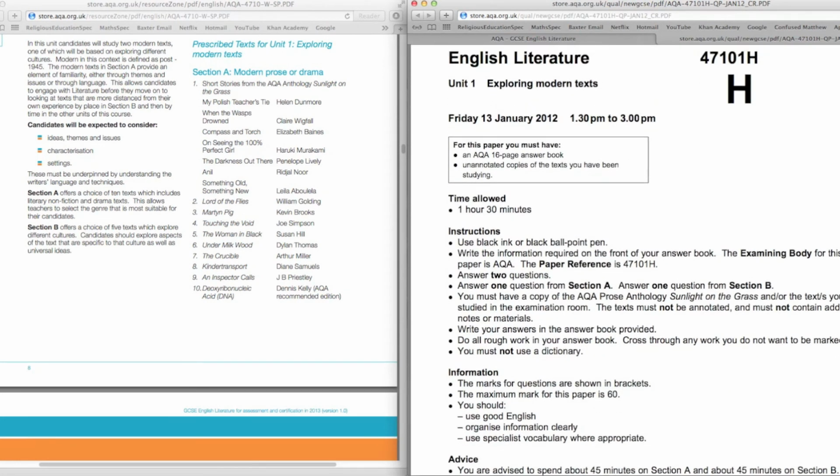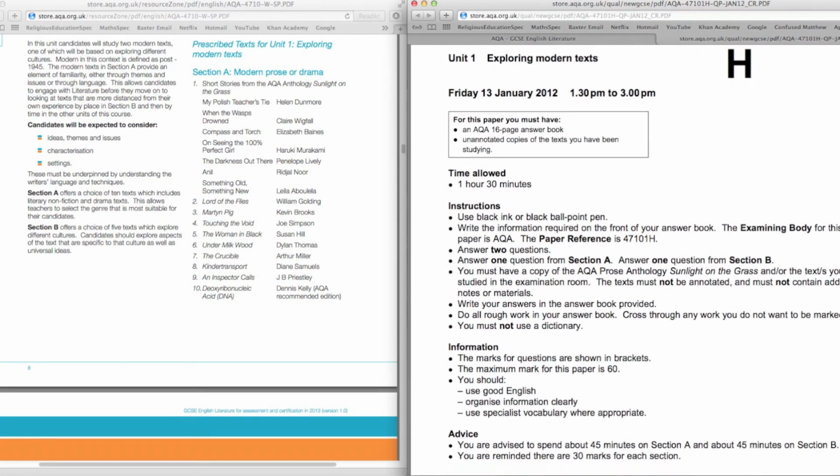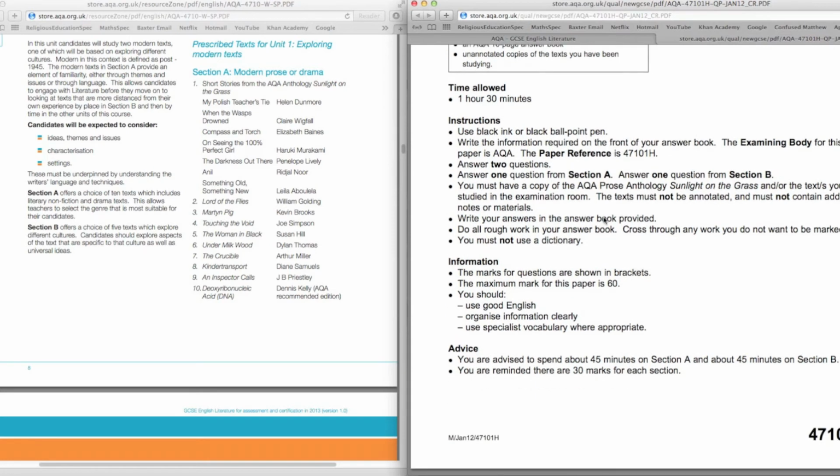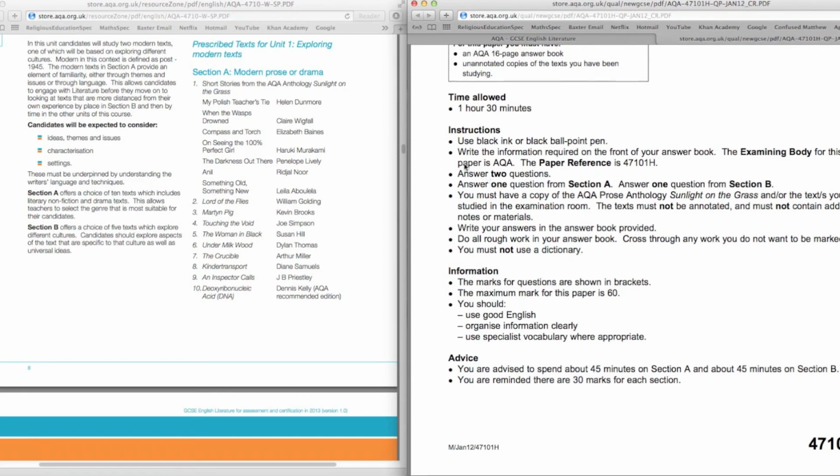But that's pretty much what it is. It's out of 60 marks. The 2 questions you answer are both 30-mark questions each, so that's quite a large question. And it says here at the bottom where it says advice, to spend 45 minutes on each question. So the exam is 1 hour and 30 minutes long in total, and you've got 45 minutes to answer each of the 2 questions.